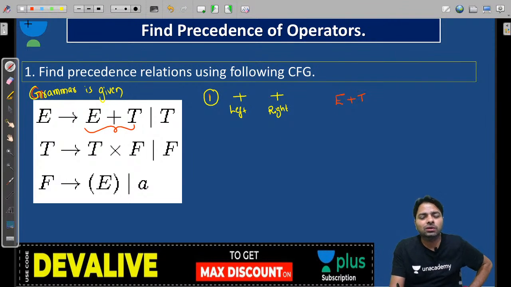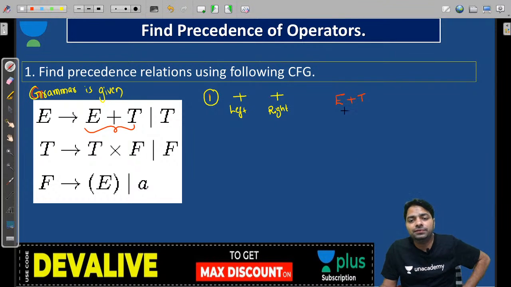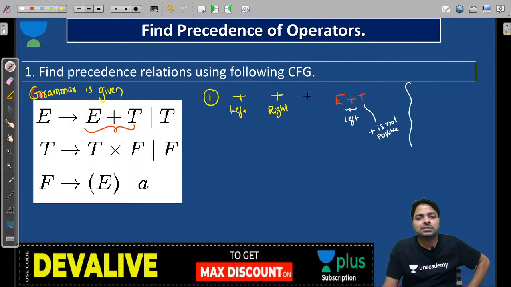Now you have to find out whether this plus may be left or this plus may be right. You decide. If this is the left, then can you get the right plus from the T? Plus is not possible. That is the right operator, not possible. Then this assumption is wrong. So you need to change your assumption now.